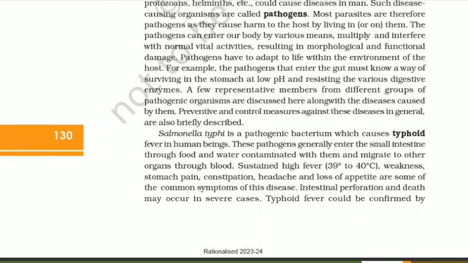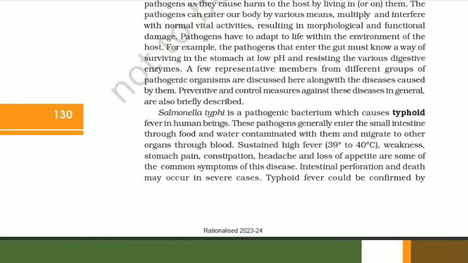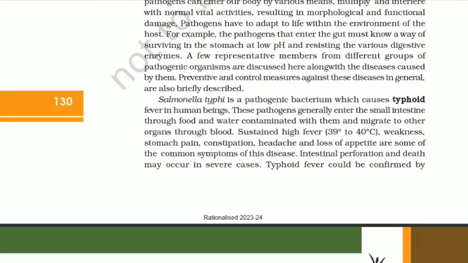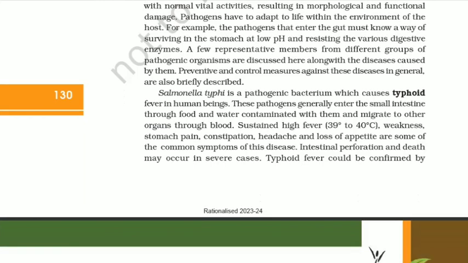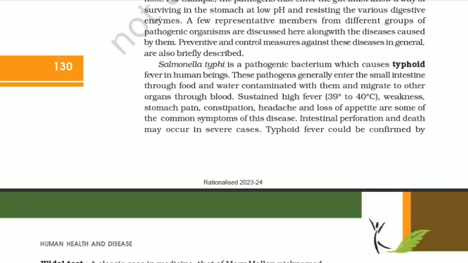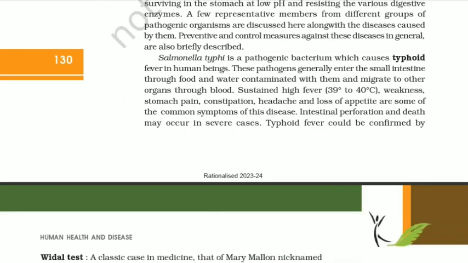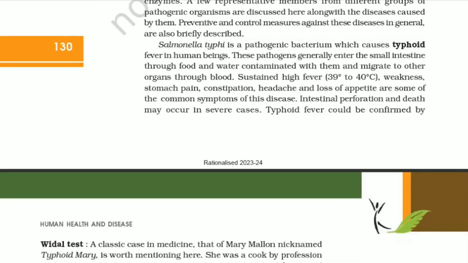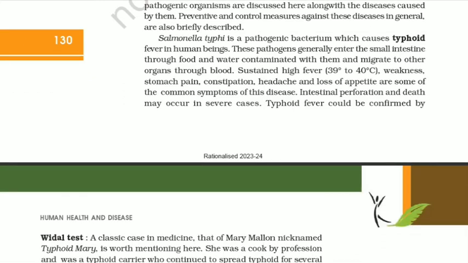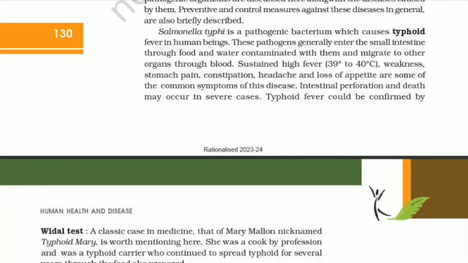The pathogens can enter our body by various means, multiply and interfere with normal vital activities, resulting in morphological and functional damage. Pathogens have to adapt to life within the environment of the host. For example, the pathogen that enters the gut must know a way of surviving in the stomach at low pH and resisting the various digestive enzymes. A few representative members from different groups of pathogenic organisms are discussed here, along with the diseases caused by them. Preventive and control measures against these diseases in general are also briefly described.